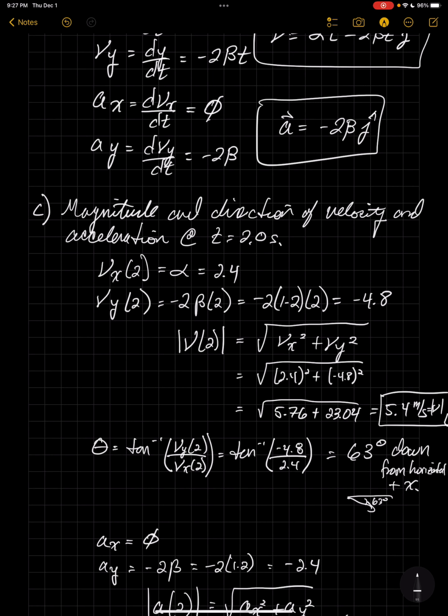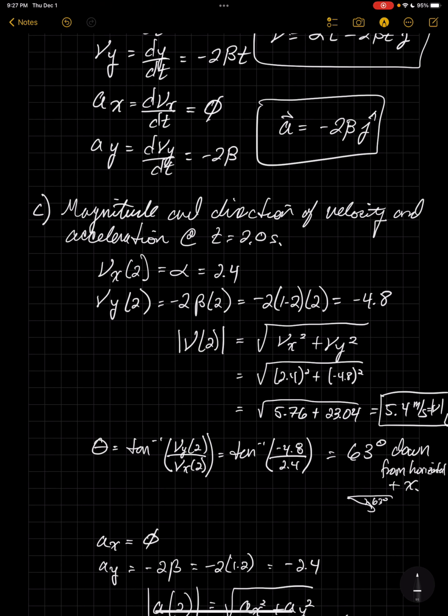To calculate the direction of the vector, we have to take the inverse tangent of the velocity in the y direction divided by the velocity in the x direction. And so the inverse tangent is negative 4.8 divided by 2.4, which gives us a value in radians, which when we convert that to degrees is 63 degrees.